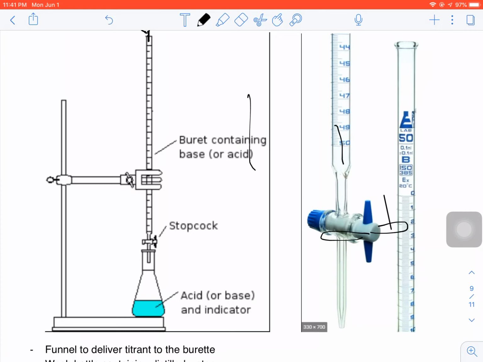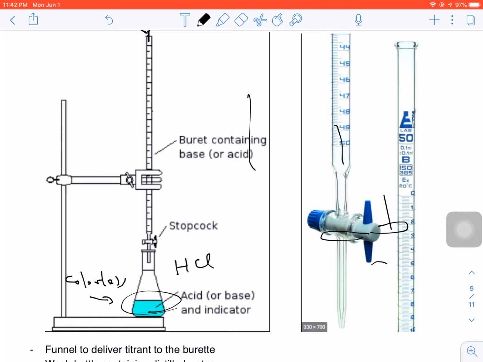So I'm going to open the stopcock and let some of the base in. What I've got in the flask is my analyte, which in this case is hydrochloric acid, and my indicator, which I think they're going to use phenolphthalein for in this lab. Phenolphthalein is colorless in an acid and a fuchsia pink in a base. So if I put a few drops of my indicator in now, because there's an acid in there, it'll be colorless, because phenolphthalein is colorless in an acid.